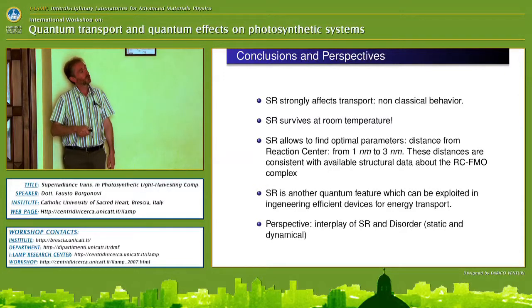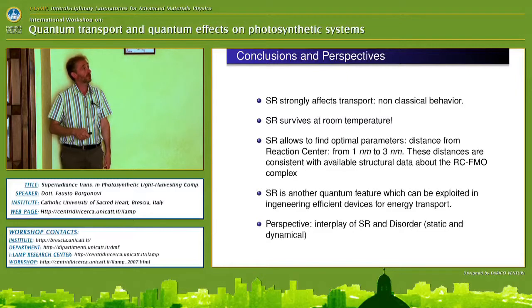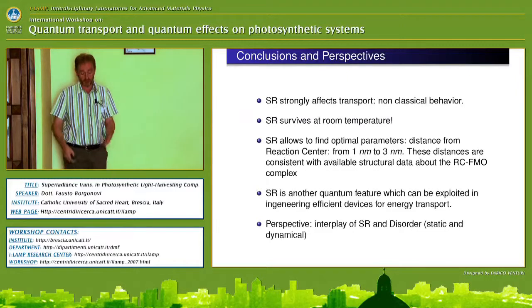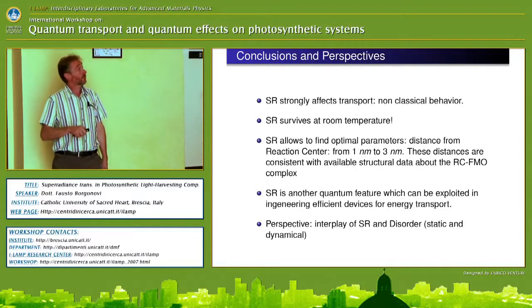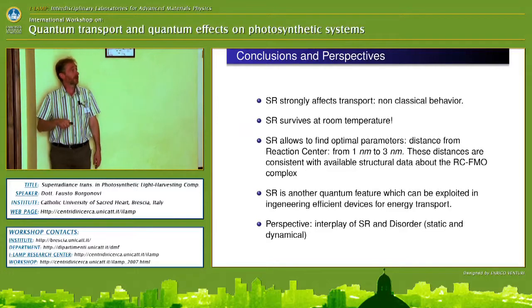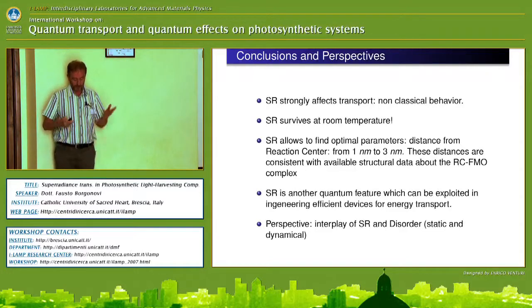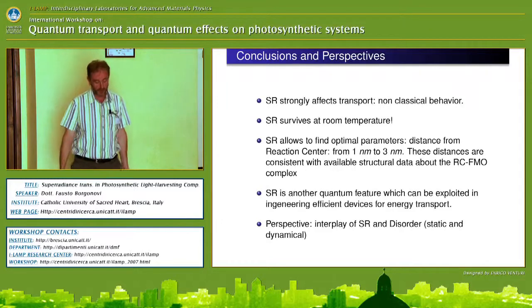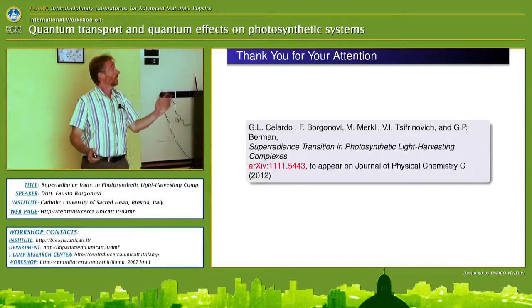Also, this I didn't show, but with the superradiant transition, we could find the optimal parameter for the distance to the reaction center. We found values from 1 nanometer to 3 nanometers, which is quite in agreement with experimental data. And of course, we believe that by playing with superradiance and disorder, we can give much more information on this kind of phenomena. Thank you for your attention.